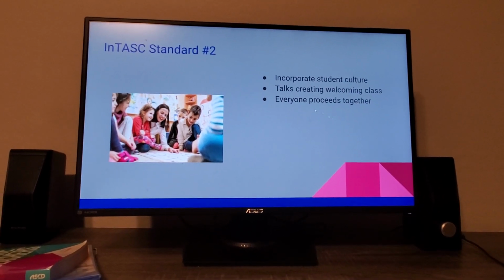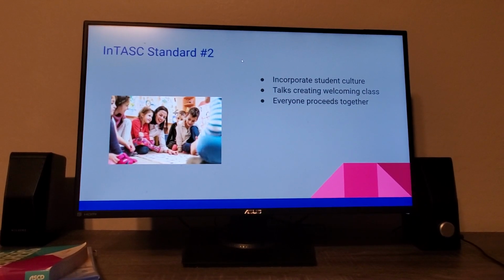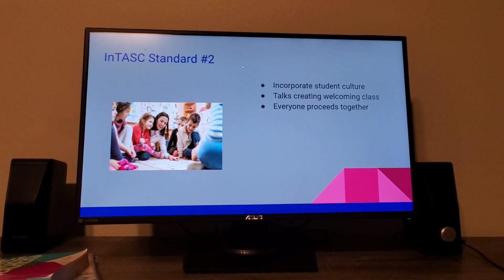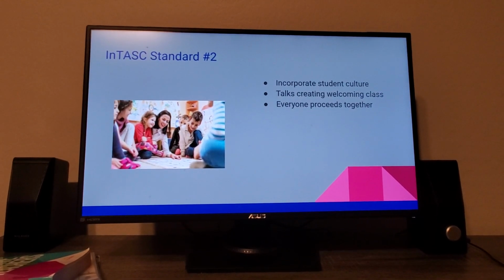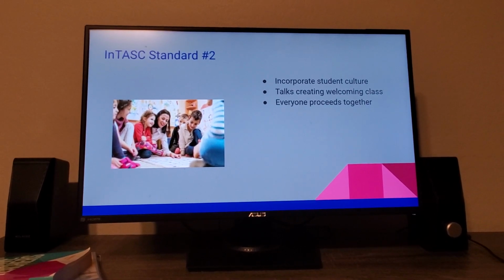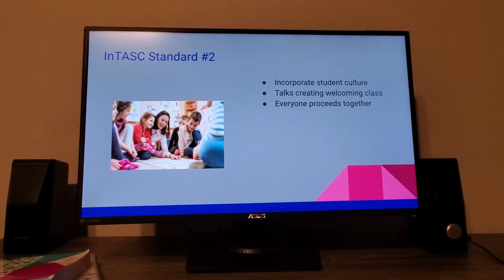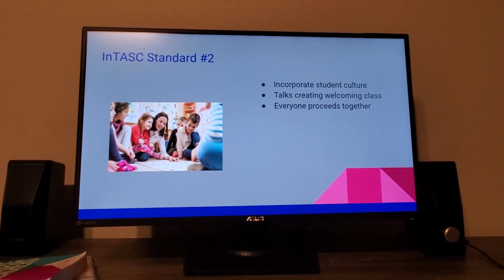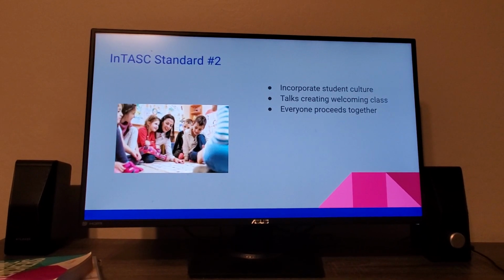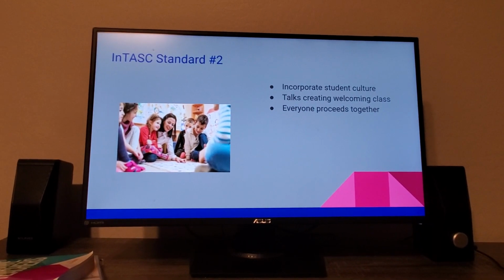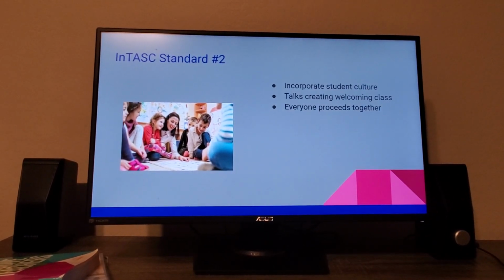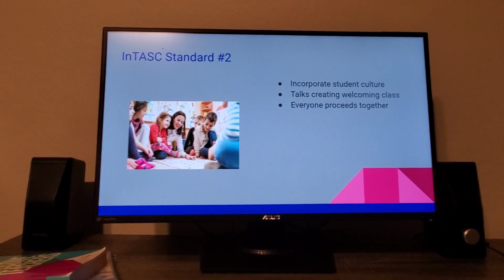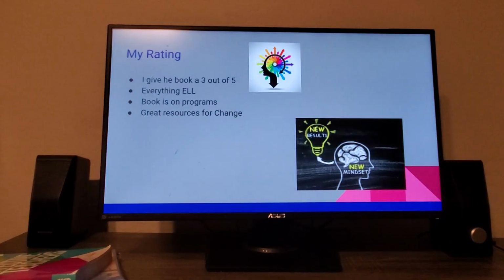And it also works in the second standard, where it incorporates their culture and creates a welcoming environment where everyone continues growing together instead of having an ELL class and a non-ELL class, and then slowly they just start getting farther and farther separated because we think that they're not as smart when they really are. It's just they're adapting to the language at the same time.